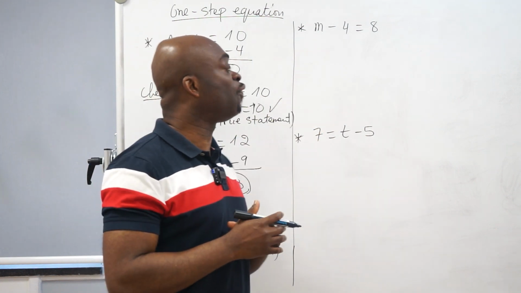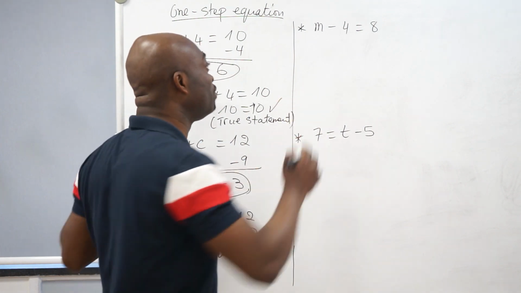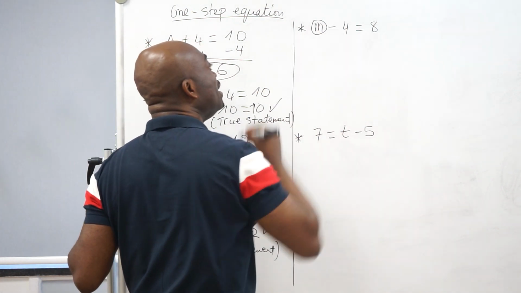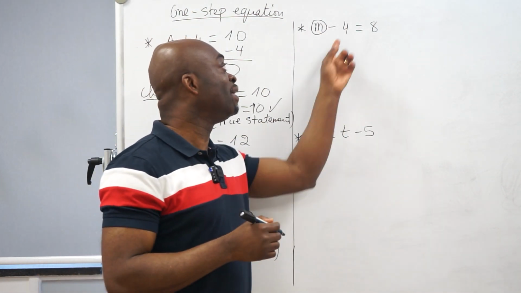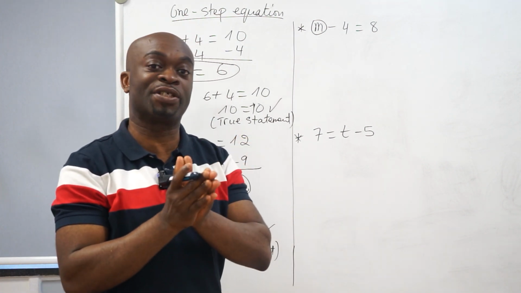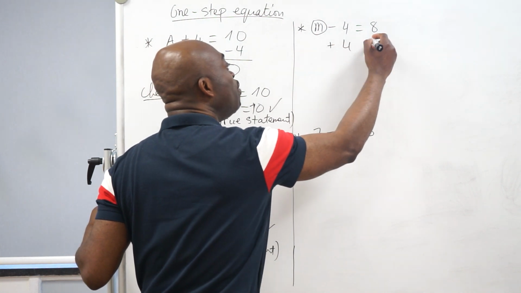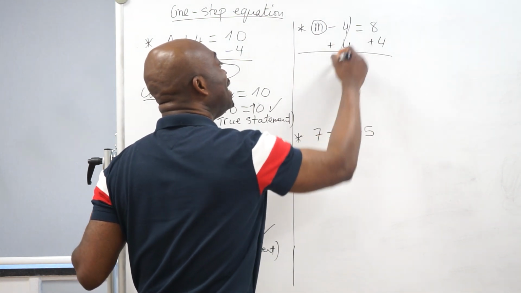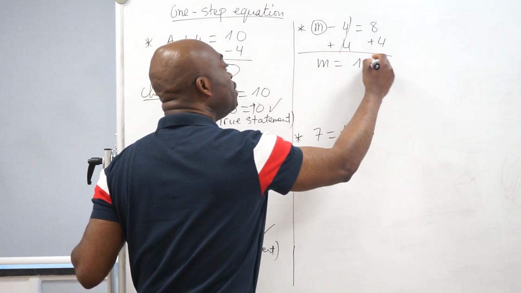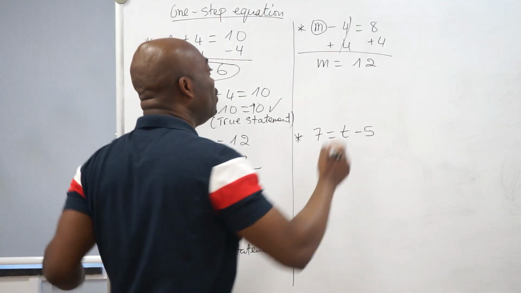So n minus 4, sorry, equals 8. So we want n by itself, right? So this is our target. If I want n by itself, what's going to happen? Negative 4 has to be canceled. Because it's negative 4, we do the opposite. That becomes what? Positive 4. So we do positive 4 on both sides. And then n equals positive 12.